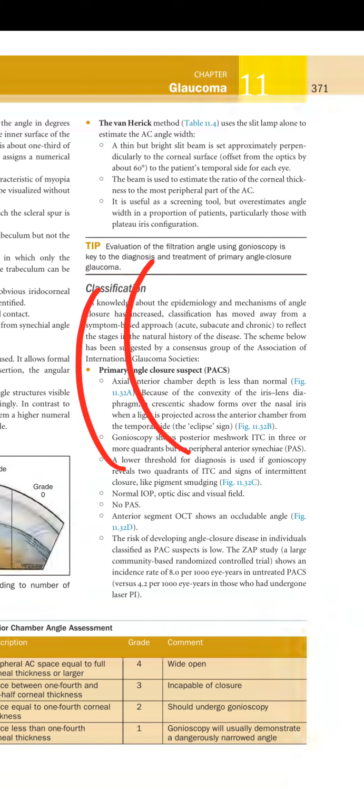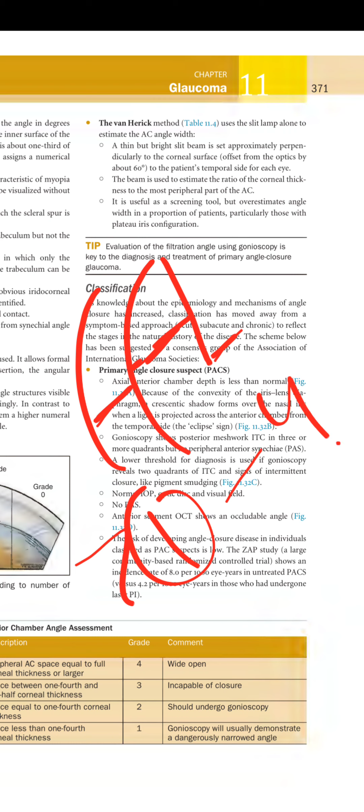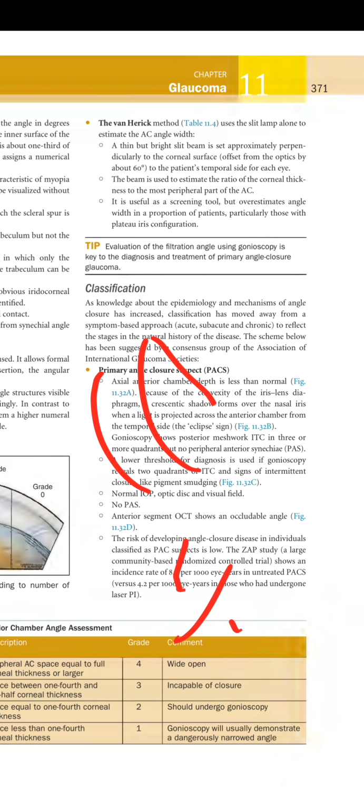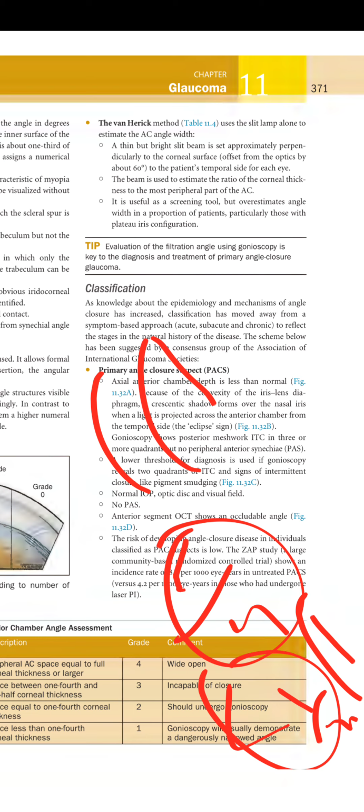So if you see this is a slit beam and there is an iris, and you compare it with the AC depth, if it is equal to 1, it is going to be grade 4. If the space is almost 1/4 to 1/2, it is going to be grade 3. If it is 1/4, then it is grade 2. And if it is less than one fourth, it is grade 1. So basically, one fourth is the number that you should remember.